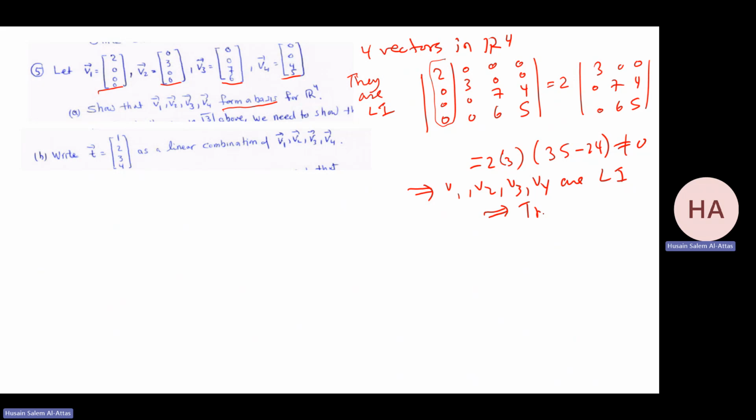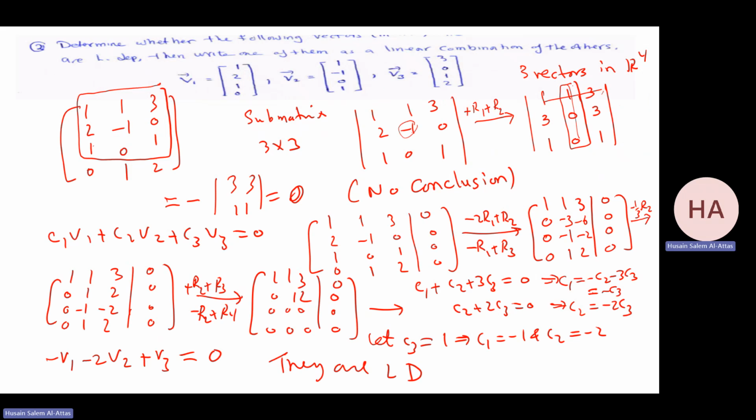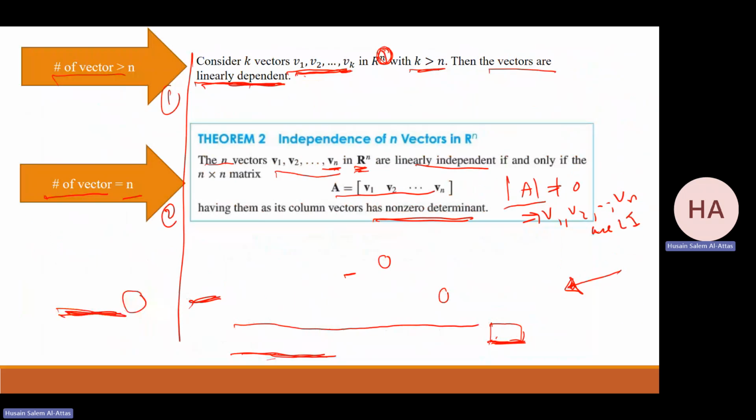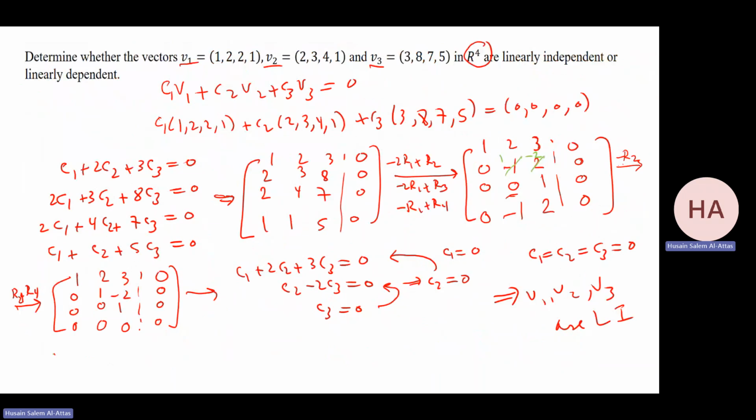So it means they form a basis, since I have 4 linearly independent vectors in R4. Remember, we said that, I think. Let me double check.